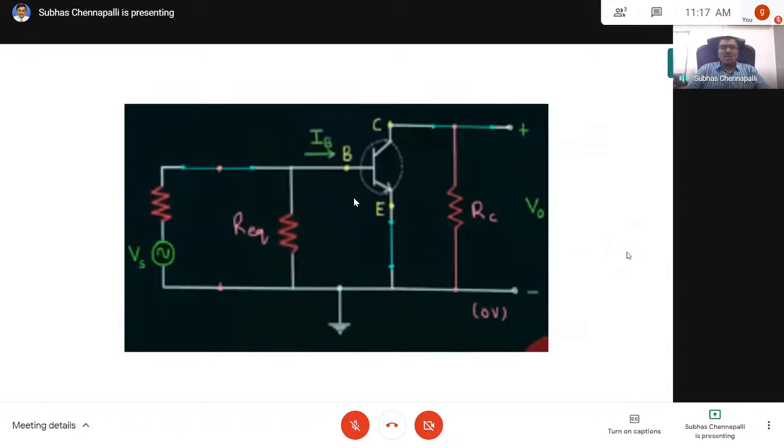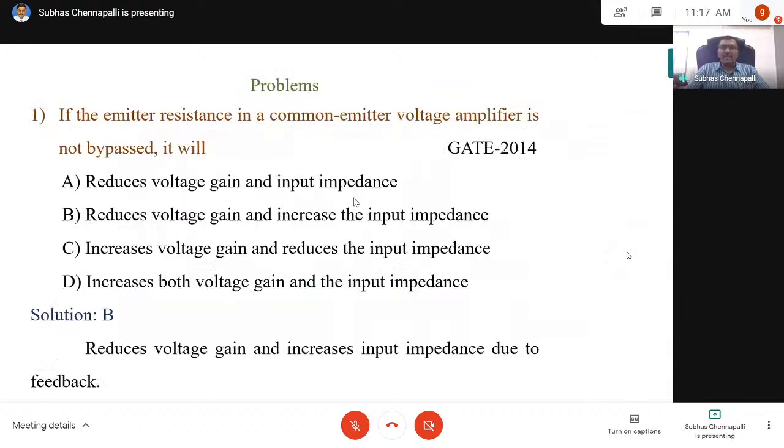Now, which model do we apply? We go ahead and work out with various small signal models for the transistor. A small problem is there, GATE.